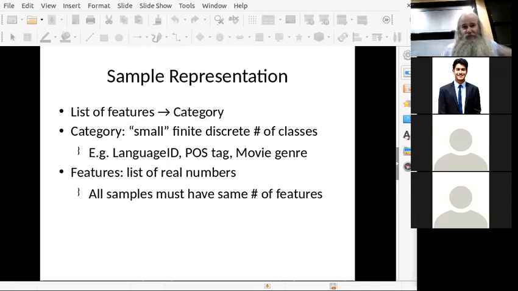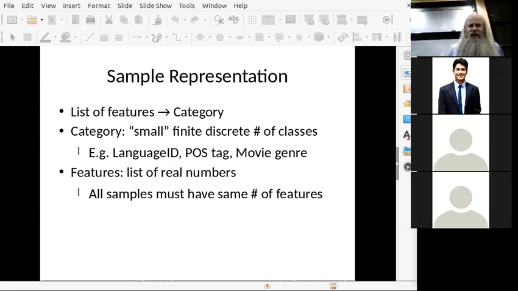Now that category is going to be a relatively small, finite, discrete number of classes, like what language is it? Maybe part of speech tags, so we're going to do it per word. Maybe movie genre, so we want to know whether it's a comedy, whether it's an action, and maybe whether it's an action comedy. The features that are going to be passed into this in almost all machine learning techniques have to be represented as a bunch of real numbers.